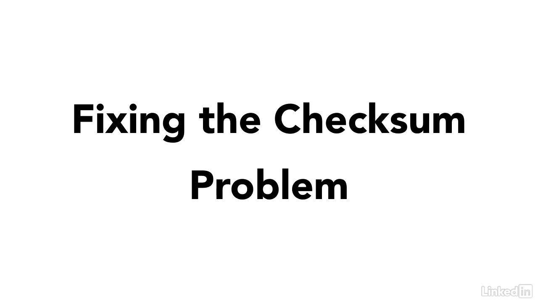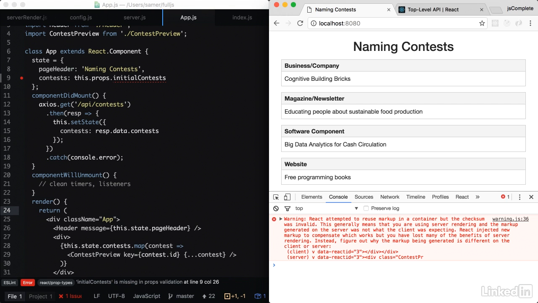We got the server to render. However, it's not playing very well with the front-end React application because the React application is still initializing the DOM with an empty list of contests and then going back to the API to fetch the actual list of contests. So I'm going to show you two solutions for this problem.